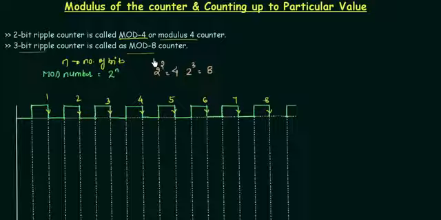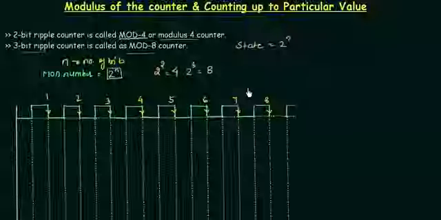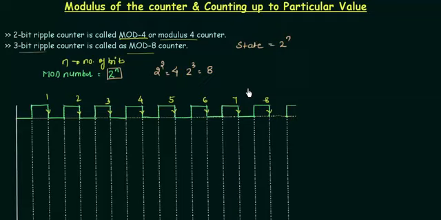Now if you remember from my previous presentations, I told you that the state is equal to 2 to the power n, and also the mod number is equal to 2 to the power n. So we can say that the modulus of a counter represents the number of states. So this is a clear cut and the final thing about the modulus. Modulus will tell us how many states a counter is having, how many counts it's going to do.